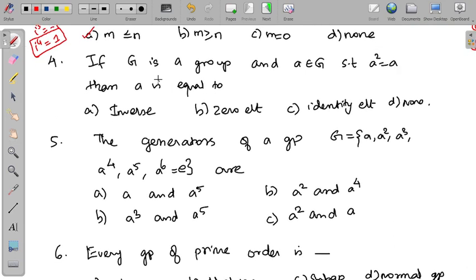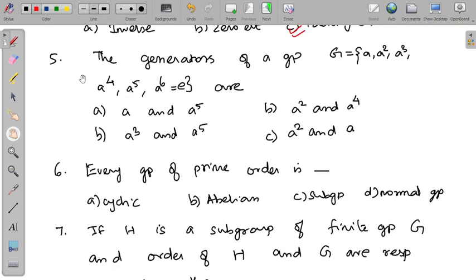Now the fourth one: if G is a group and A belongs to G such that A square is equal to A, then A is equal to the identity element. So this is the condition for projection. The condition for projection, A square equal to A, and this A is called the identity element. Then we can see the fifth question.